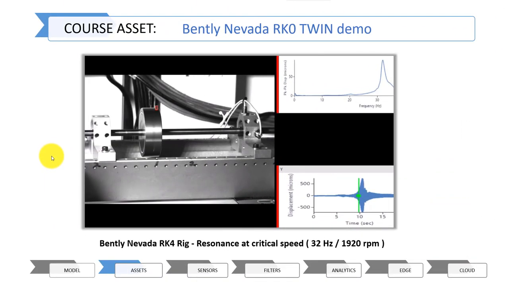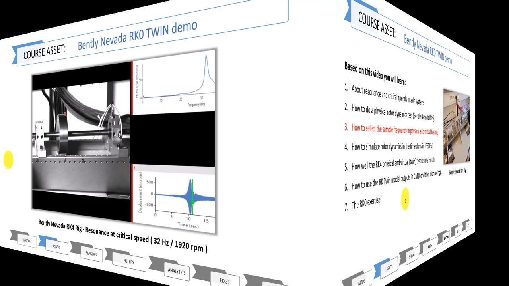And here again you can see what happens when you accelerate the RK4 to the first critical speed, which is matching resonance frequency number 1 at 32 Hz. This is recorded by a Photron high-speed camera. And here you see you reach the critical speed, the first eigenfrequency, and you get a huge amplification factor. And then it relaxes again at over critical speeds.